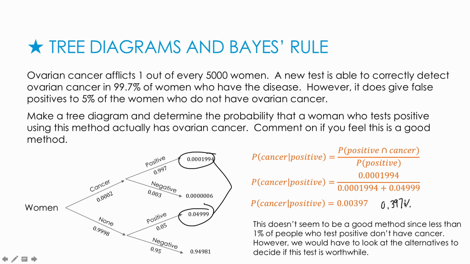So what does that tell me? Well, that means that over 99% of the time when a woman is given the news from her doctor that she has cancer, they're wrong. And only 0.397% of the time they are correct. So maybe not a great method. Of course, yes, it does detect it correctly most of the time, so maybe it's not bad, but then maybe let's do a second test before we tell women that they have cancer.